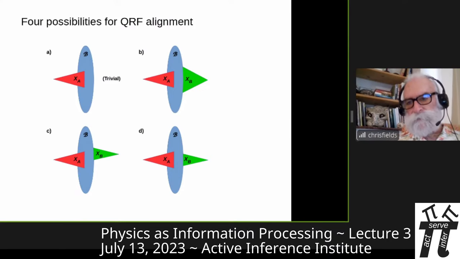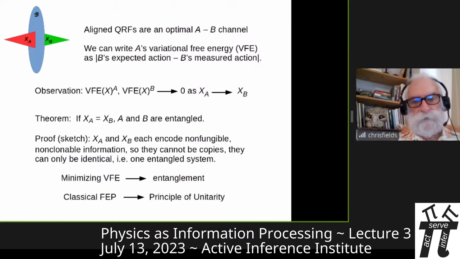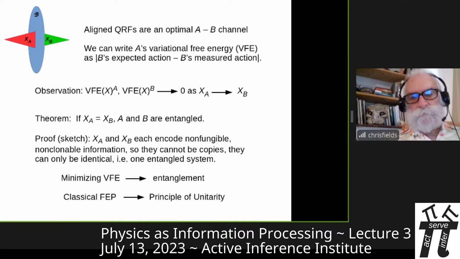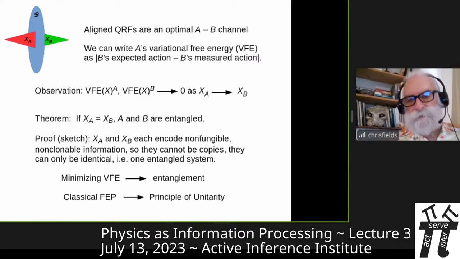But let's now look at this interesting situation D, where the QRFs are aligned between A and B. As I said, that's the optimal channel for A and B. And if we think about this, we can write the variational free energy, or the uncertainty, or the prediction error for A, for the QRF X, as the action that it sees, i.e. B's action, the difference between that and what it expects B to do, so what it can predict about B's action. And this is just the notion of free energy from the free energy principle, except translated into the situation where we have two QRFs.